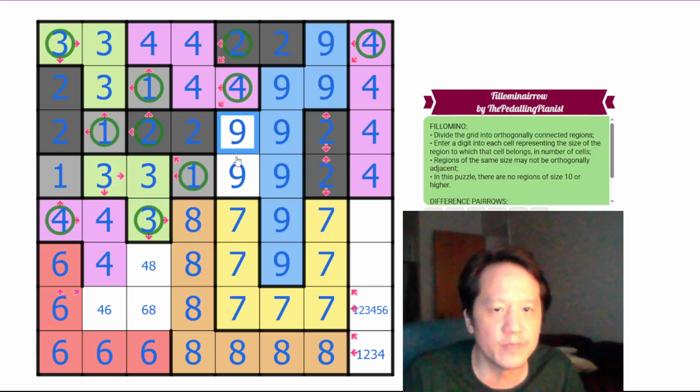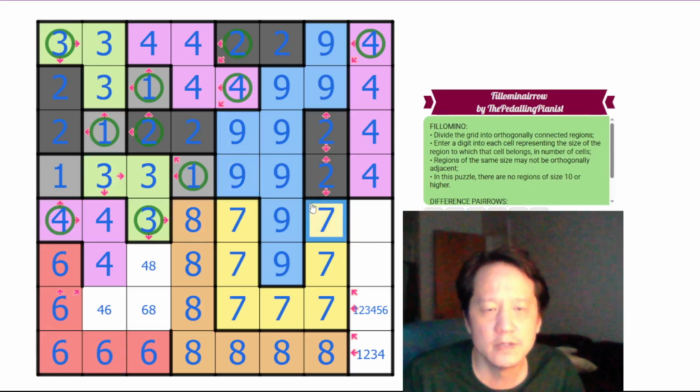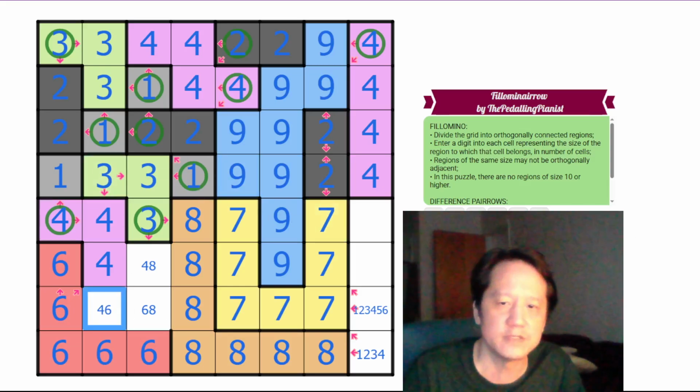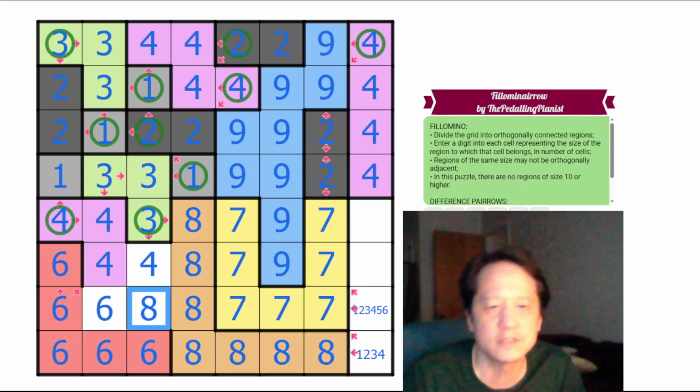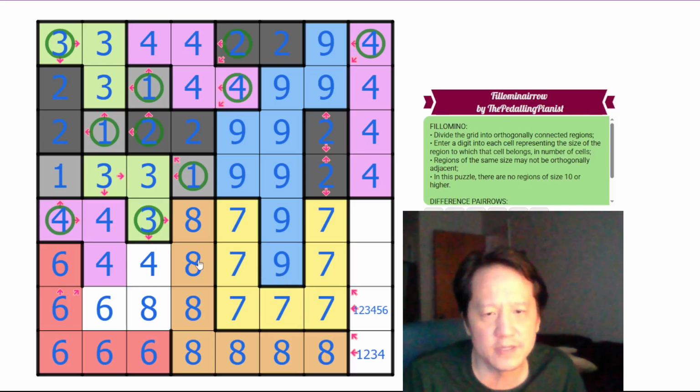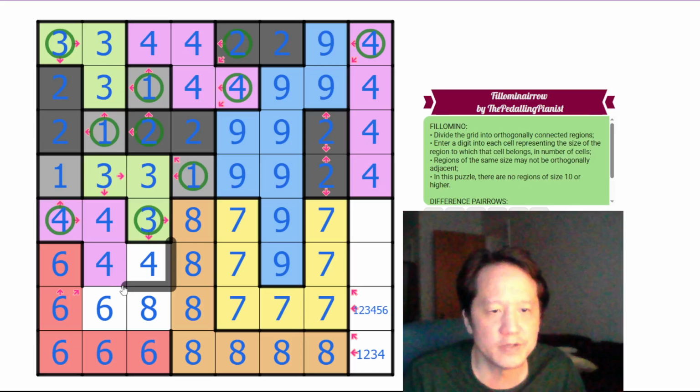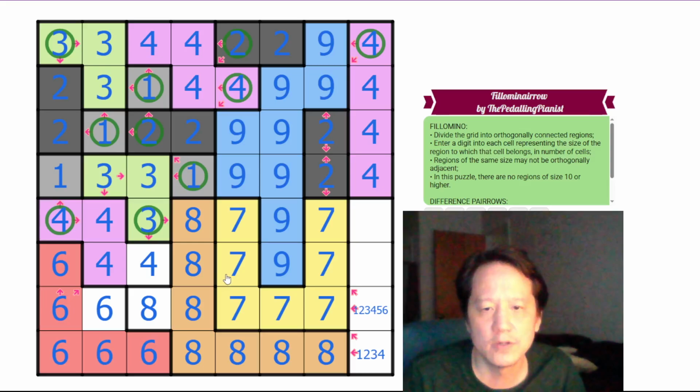Three away from this is 9. So 3 away from 9 is 6. So this has to be 6 here, which makes this 4, which makes that 8. So that's there. So we have boundary here, here, and here. We can color these in. This is orange.